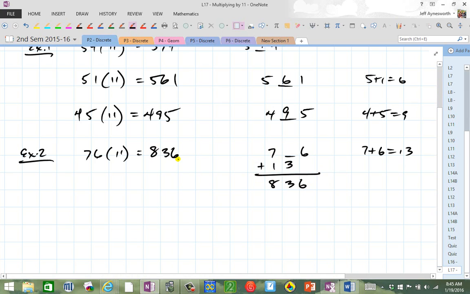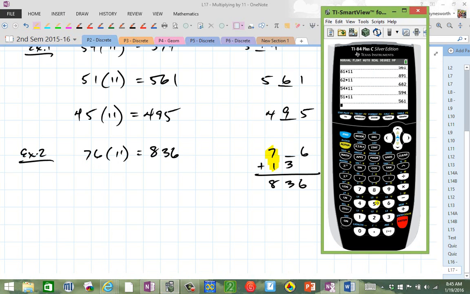And when you get good at this, adding 1 to the hundreds place is easy. You just think 7 plus 6 is 13, so you know the middle digit's 3. So something, 3, 6. And then 7 plus 1 is 8, 836. So let's just verify that. Okay, so you get 76 times 11. Yeah, 836.